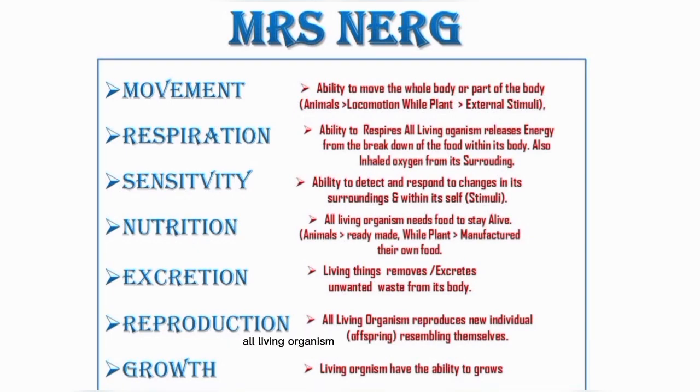Reproduction: all living organisms reproduce young ones that resemble themselves. We can have new babies. Then the last one is growth. Living organisms have the ability to grow. We can grow by age, by size, and by complexity. It is so simple. As you can see here, a new baby can grow to become a child, a teenager, up to an adult. So that's it, an introduction to biology.